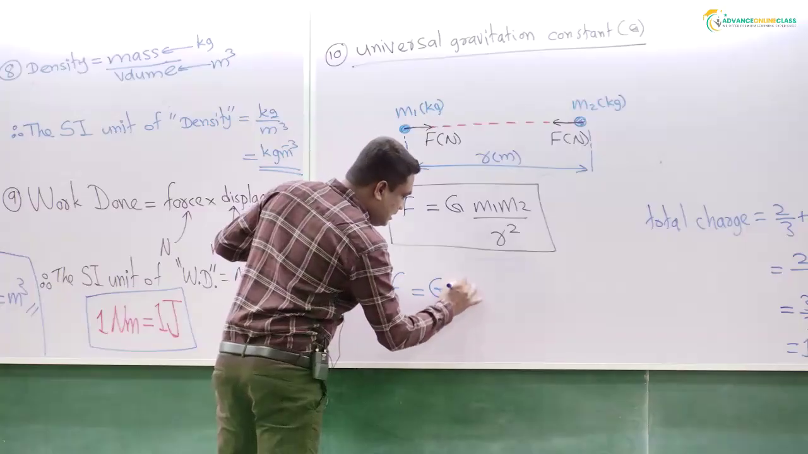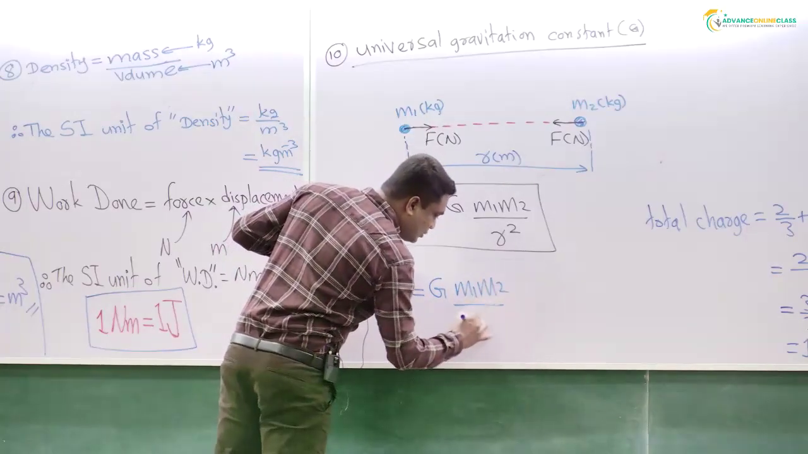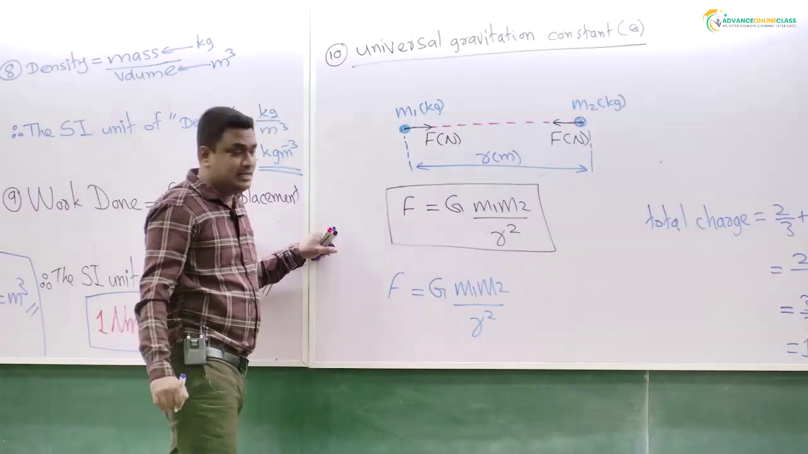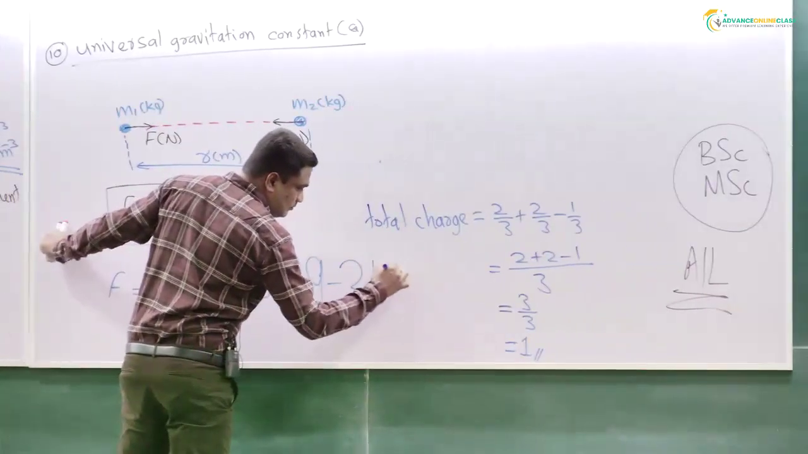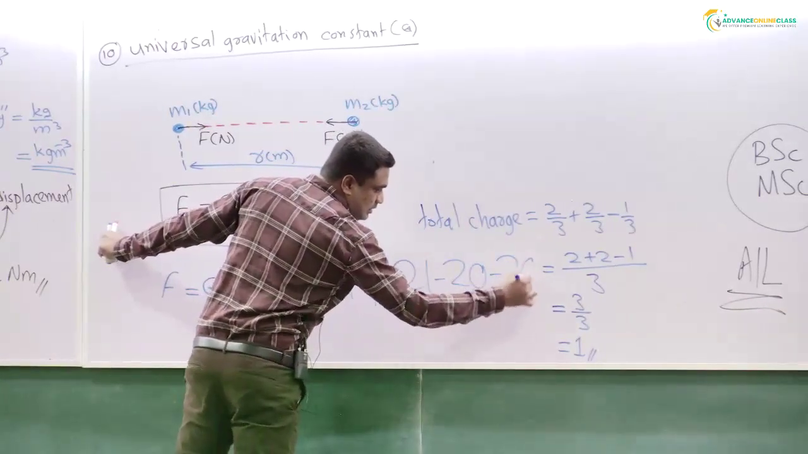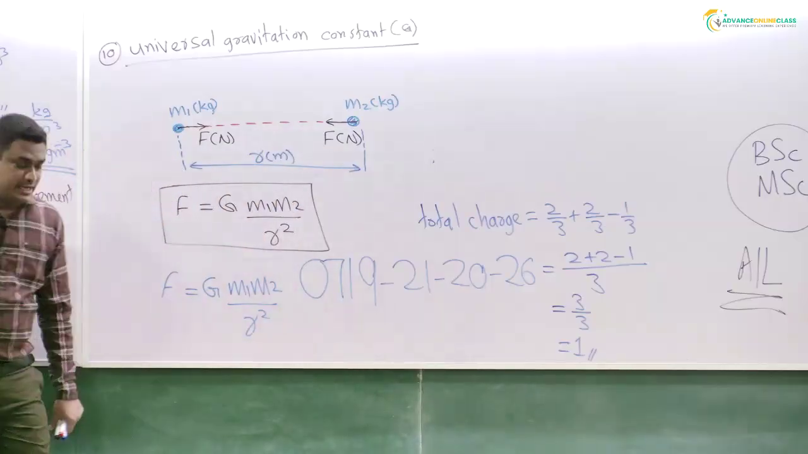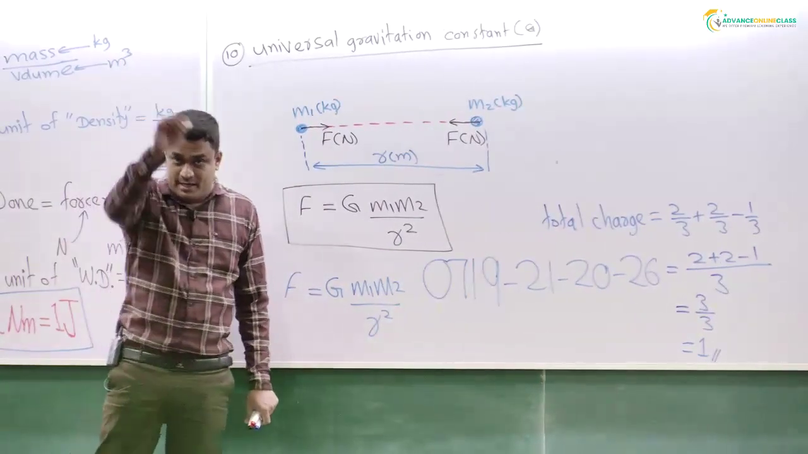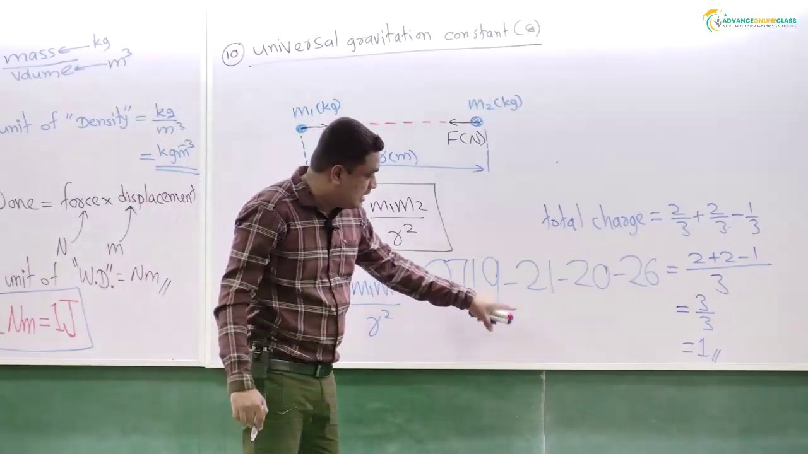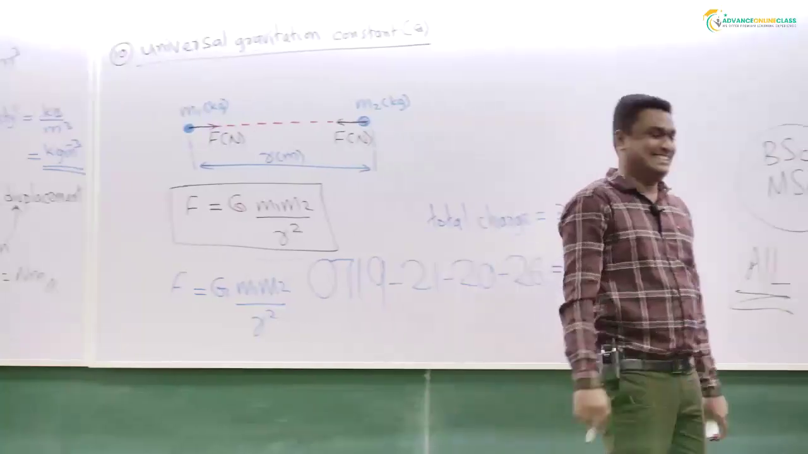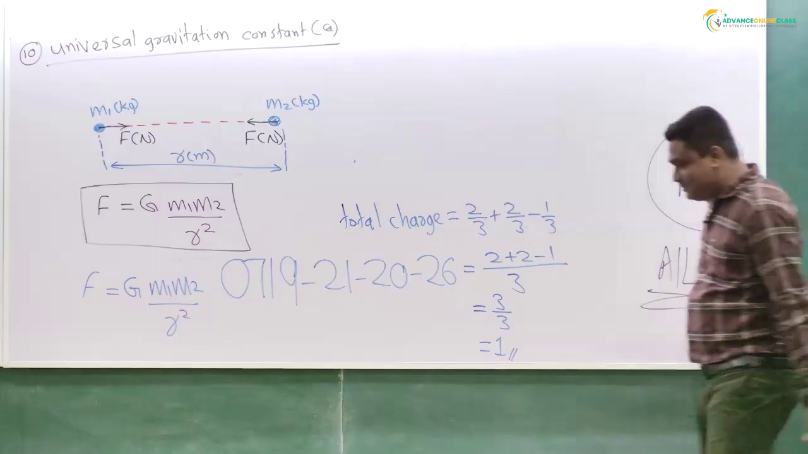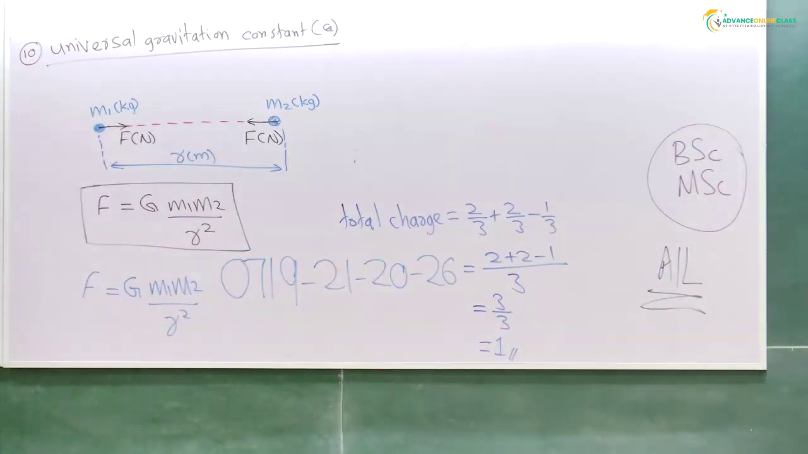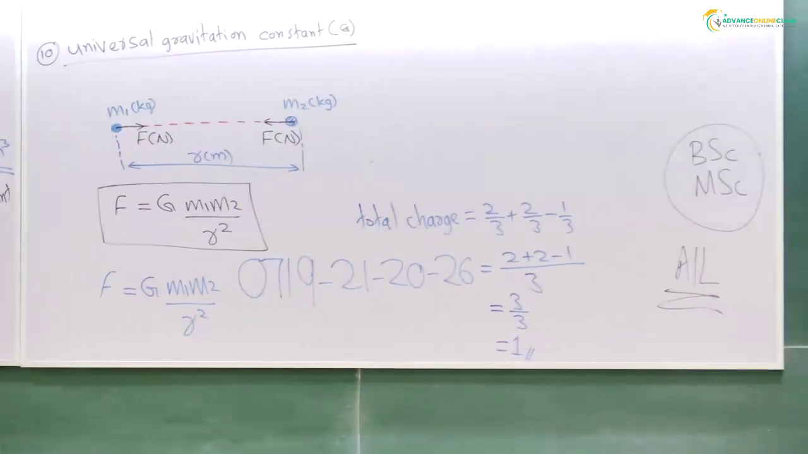F equals G m1 m2 over r square. Make capital G the subject. Take a photo and send it to my WhatsApp. Write this equation again, with capital G as the subject. Online people, take a photo and send it to my WhatsApp. Until online people send me the rearrangement, let me check my physical students.